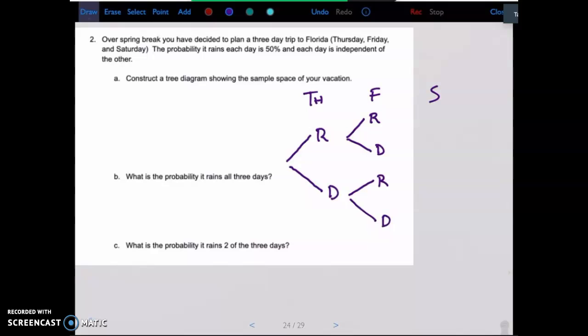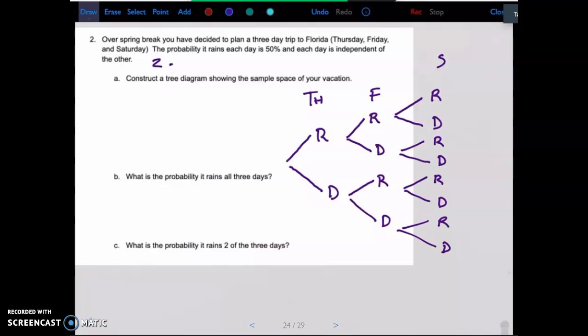And then finally, we'll move Saturday up a little bit because it's going to run into my tree diagram. It can either rain or be dry. Rain, dry, rain, dry, rain, dry. So that makes sense because we have 2 different options in the first day, 2 different options in the second day, 2 different options in the third day. So using that FTC, or the fundamental counting principle, 2 times 2 times 2 is 8 different combos.